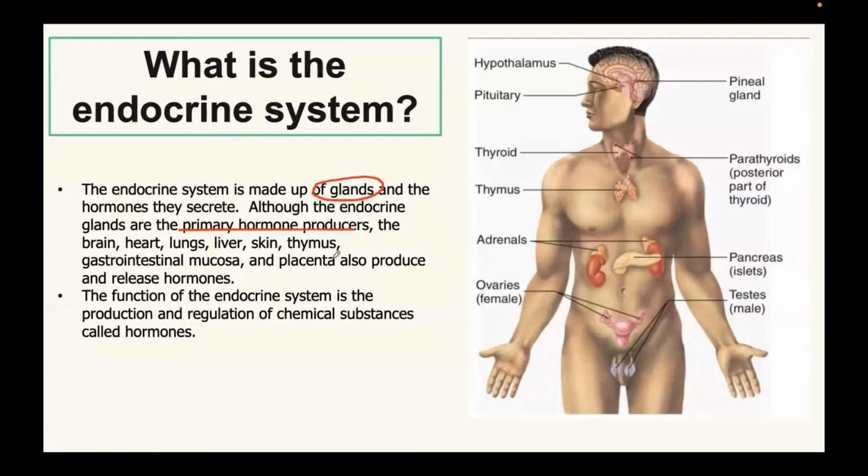And also, your endocrine system works hand in hand with your central nervous system. Because your central nervous system is the one that makes the demands, telling the endocrine system, hey, produce this hormone, produce this hormone, like this, like this. Okay? They are the ones making the demands. Also, the function of the endocrine system is the production and regulation of chemical substances that we call your hormones. Okay? Next.